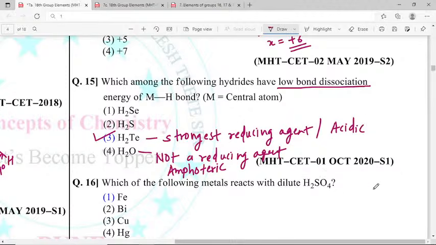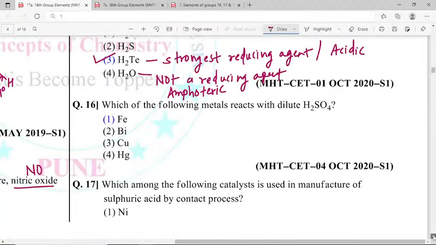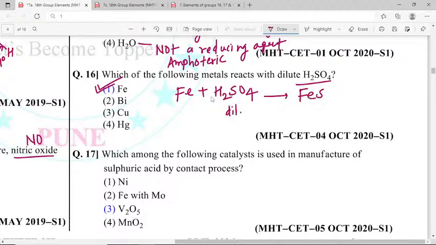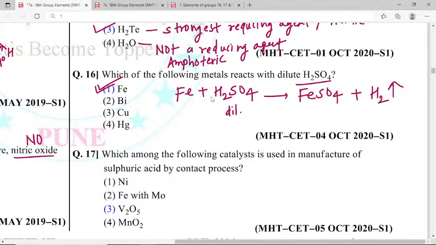Which of the following metals reacts with dilute sulfuric acid? Dilute sulfuric acid reacts with iron, Fe. So Fe plus dilute H2SO4 gives FeSO4 plus hydrogen gas. So Fe reacts with dilute H2SO4 to give ferrous sulfate and hydrogen gas.